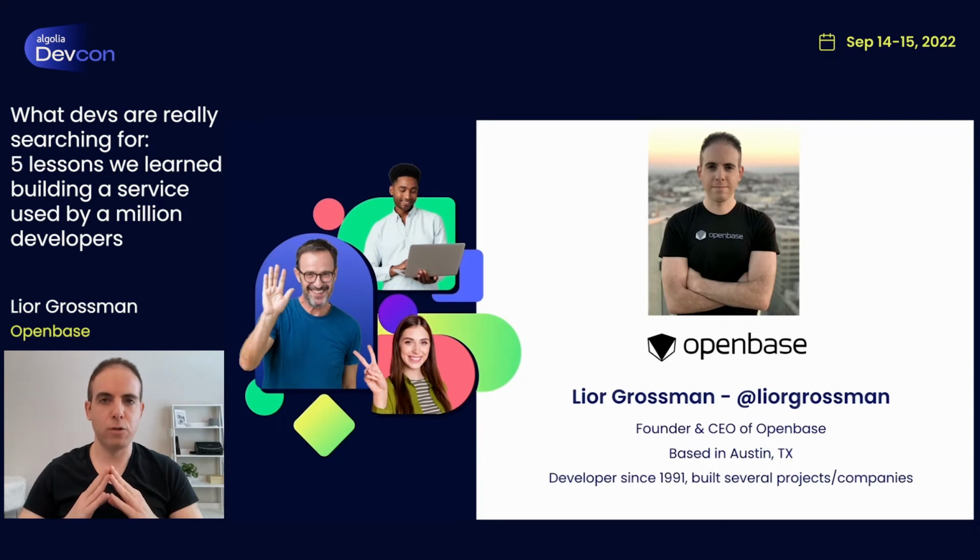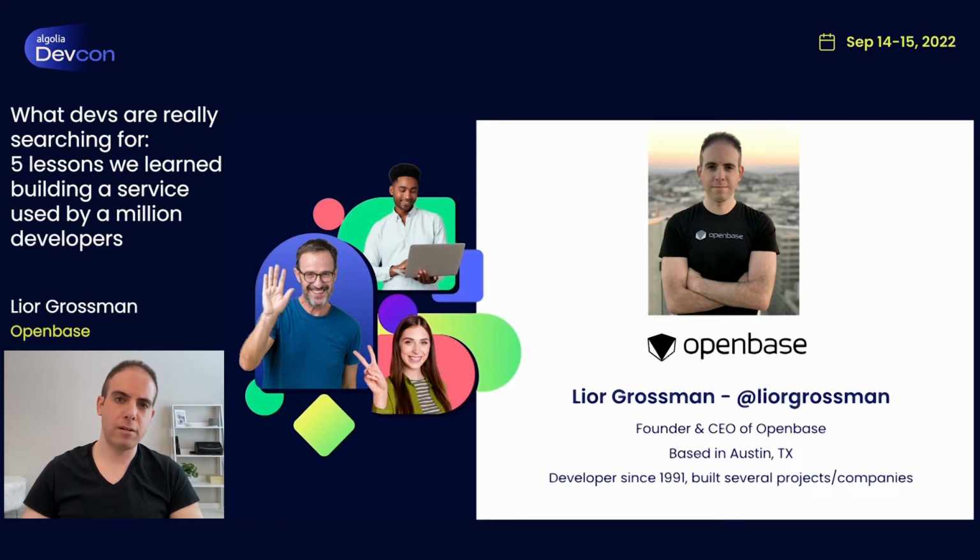So my name is Lior Grossman. I'm the founder and CEO of a company called Openbase. I'm based in Austin, Texas, and I've been a developer since 1991, back in the days of Turbo Pascal and assembly. And over the years, I've built several different projects and several different companies. And today specifically, I want to talk to you about Openbase and how it can help you and how we work with Algolia to help developers.